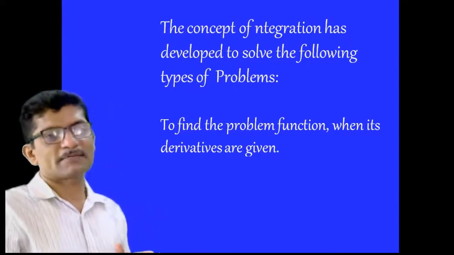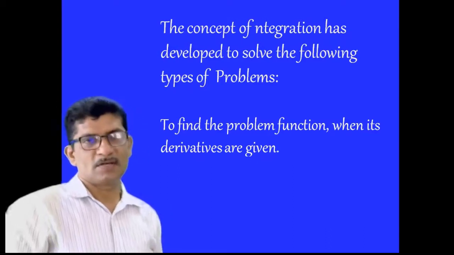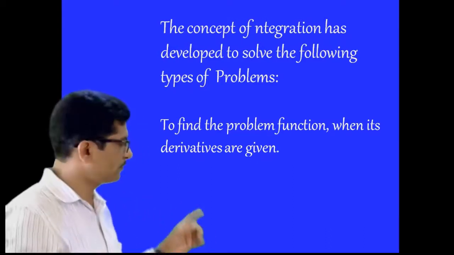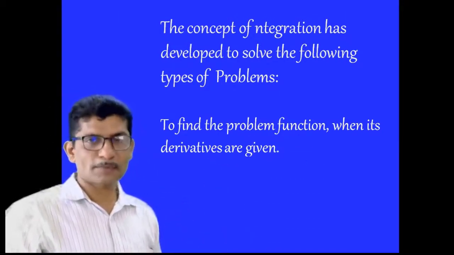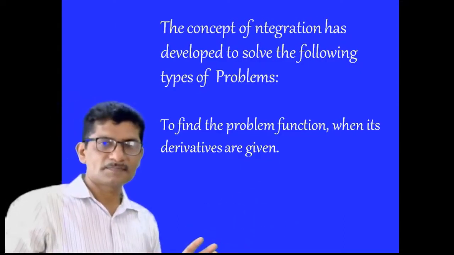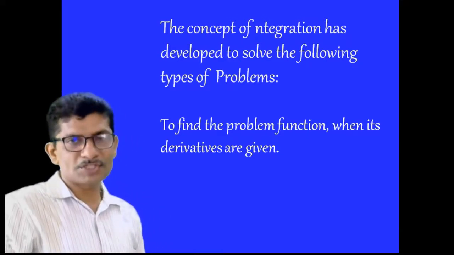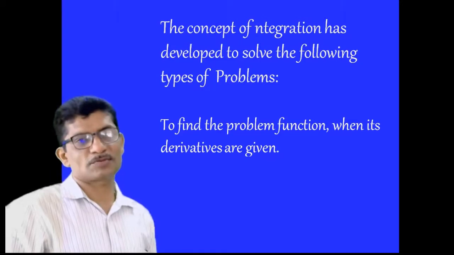It means we are finding the slope of the tangent at every point. Here, when the movement is given, we are finding the function. Suppose the movements are given, we find the original functions, and for finding them we use integration.